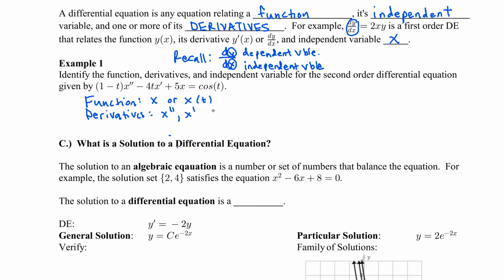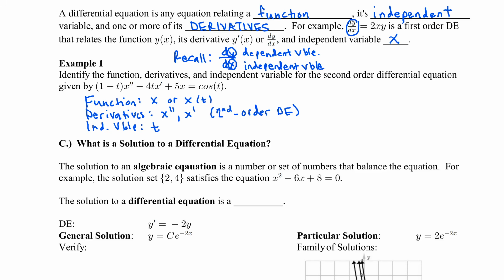Because the highest order derivative that we can find in this differential equation is the second derivative, we say that this is a second order differential equation. And we'll talk more about classification here in a minute. And finally, as we've already discussed, the independent variable for this differential equation is t. So the defining characteristic of a differential equation is simply that it contains a derivative.